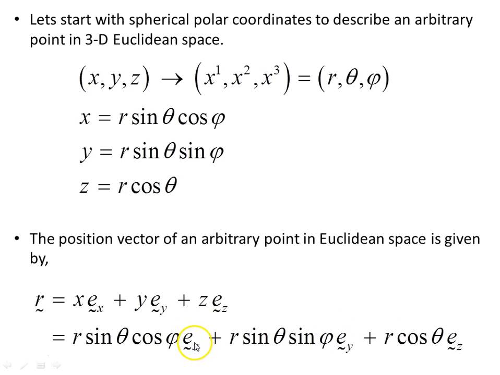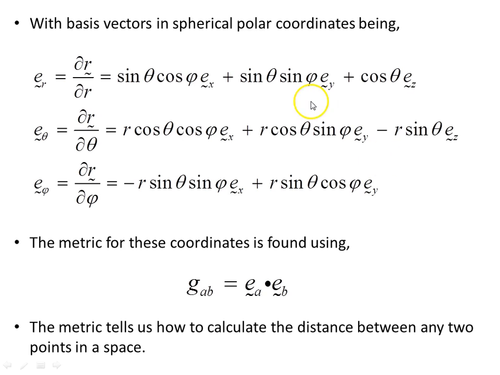Unit basis vectors in Euclidean space: ex, ey, ez. In the spherical polar coordinate system, the basis vectors are given by these objects here, which are the partial derivative of the position vector with respect to each of the coordinates in turn. So the derivative with respect to r gives us this object, with respect to theta gives us this object here, and with respect to phi gives us this basis vector here. So a basis vector in the r direction, theta direction, phi direction.